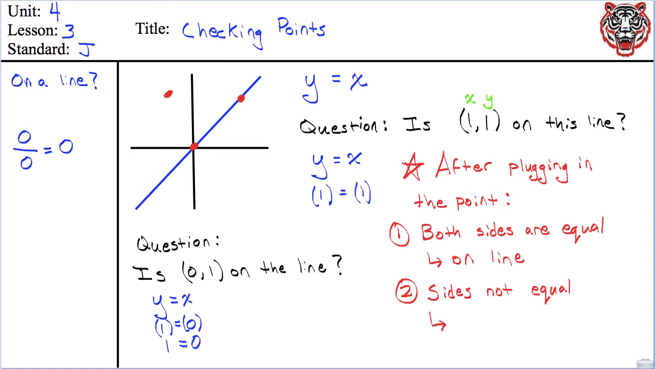Triggered. So when the sides are not equal, what should we say here? You can just shout it out. It's not on the line. Perfect.